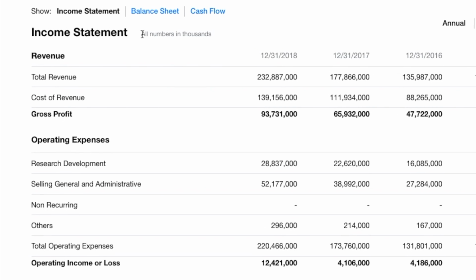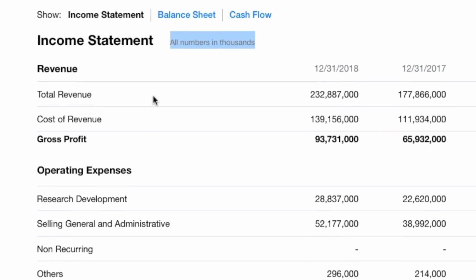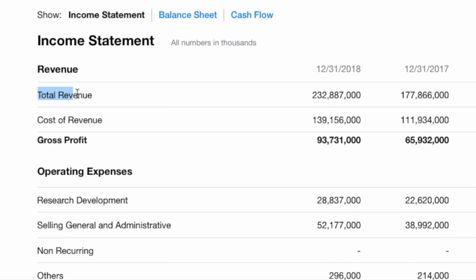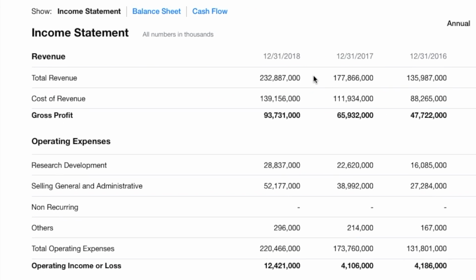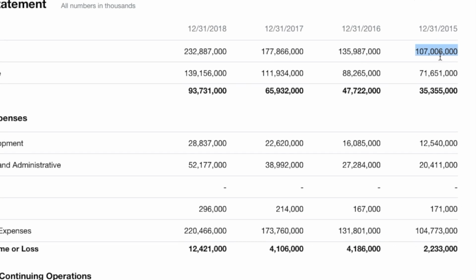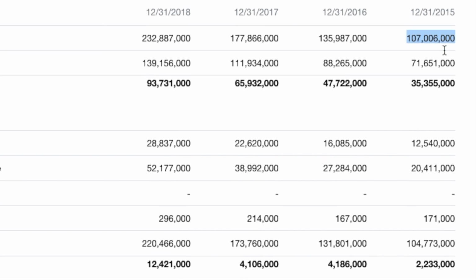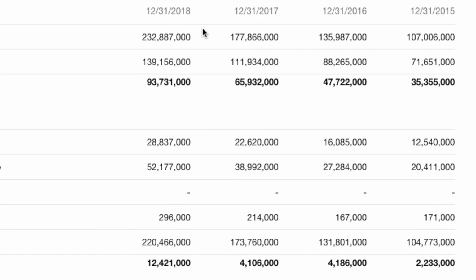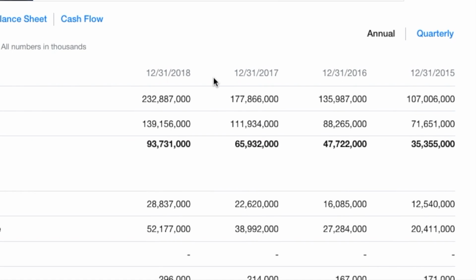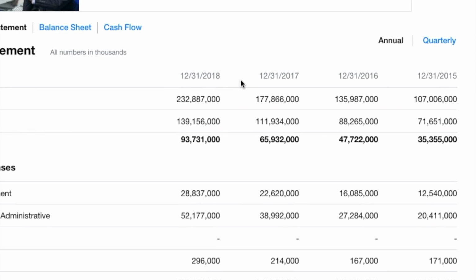You'd have to remember that all the numbers on this document are in thousands, and then you go to total revenue. And under total revenue, you'd see a number of $230 billion, because numbers are in thousands. So $230 billion, that's a lot of money, but we have to compare it to the past. If we look into the past, we see that Amazon was only bringing in $107 billion. Now the company's bringing in $230 billion. So they've obviously brought in way more money, which is good if we're a growth investor.